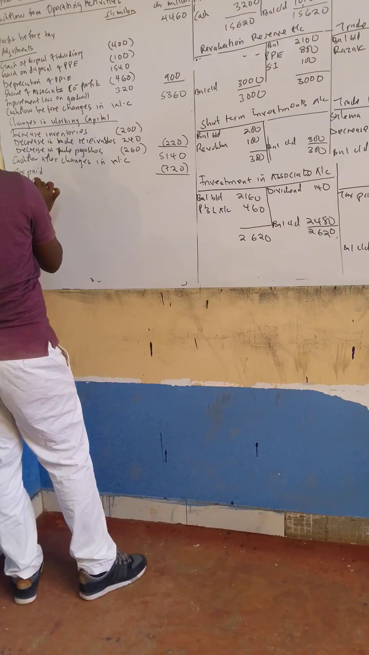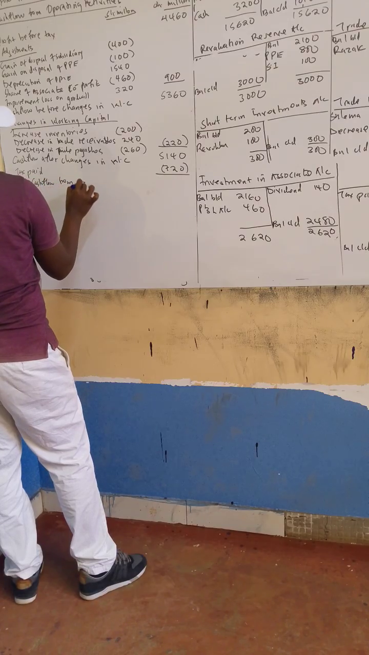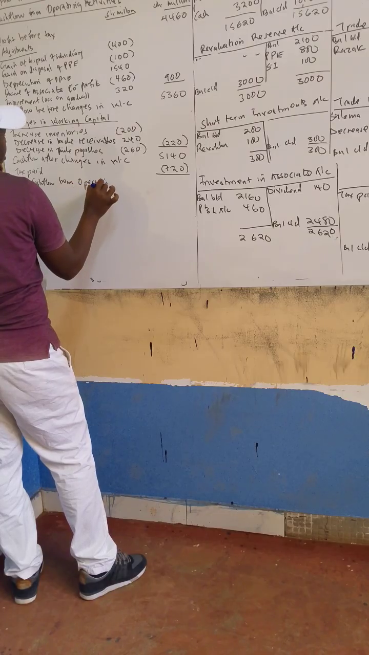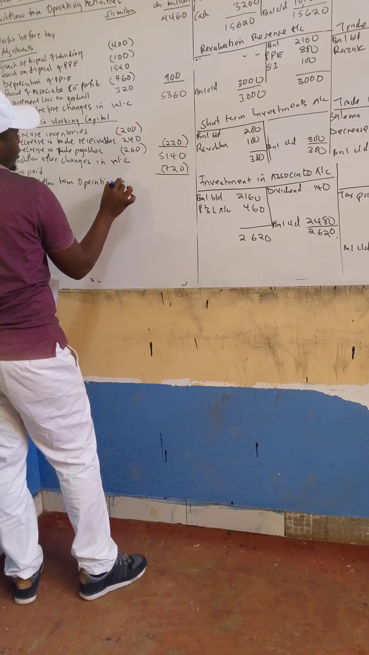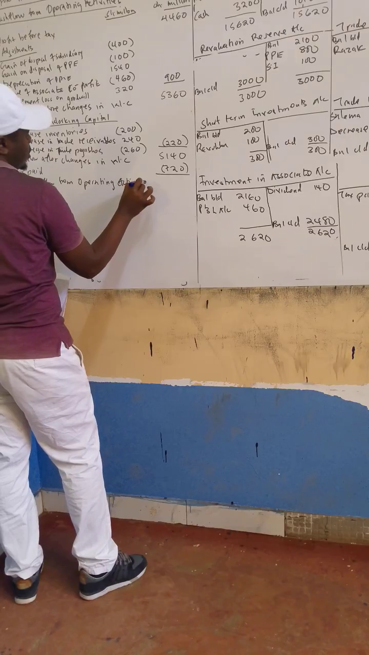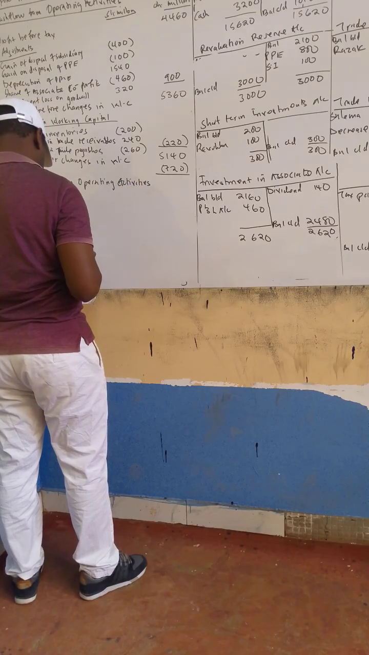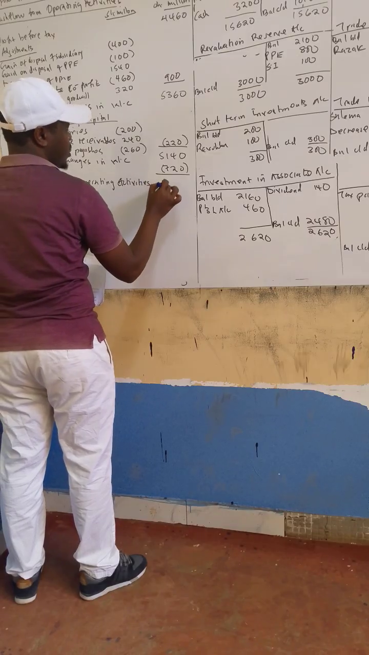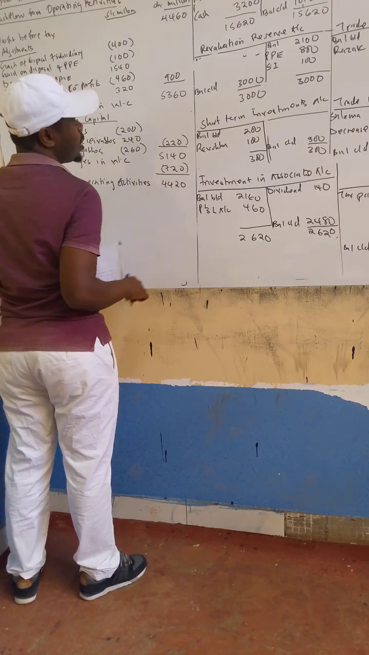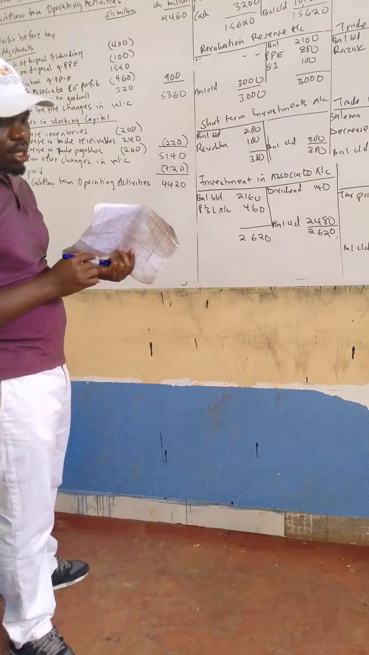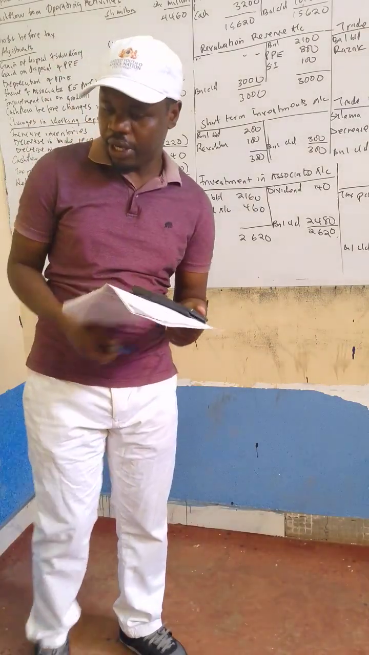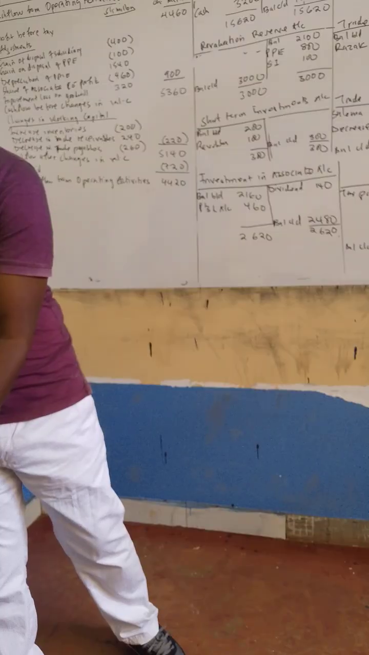Net cash flow from operating activities. So minus 720, you get 4420. Now, so that is our cash flow from operating activities.